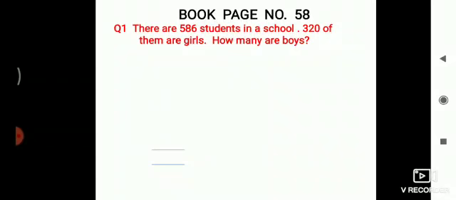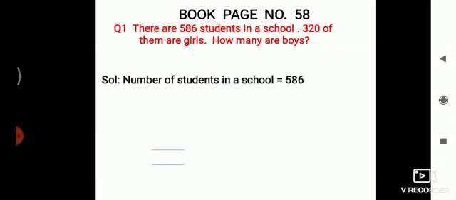The question is, there are 586 students in a school. 320 of them are girls. How many are boys? Children, in this question, it is given that in a school there are 586 students. Out of these 586 students, 320 are girls. We have to find out the number of boys. In order to find out the number of boys, we have to subtract the number of girls from the number of students.